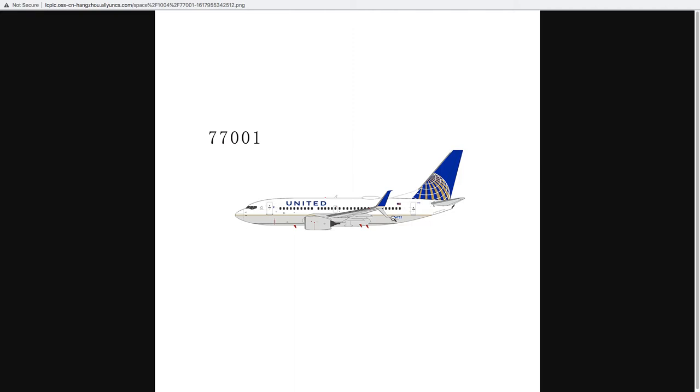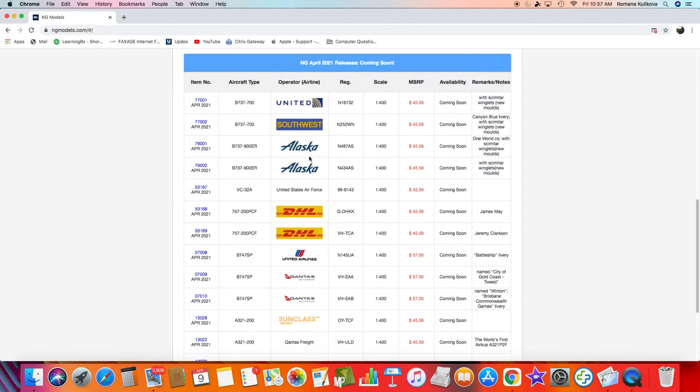The registration is N16732. It's 1 to 400, the price is $45.59, and it also has these split scimitar winglets.